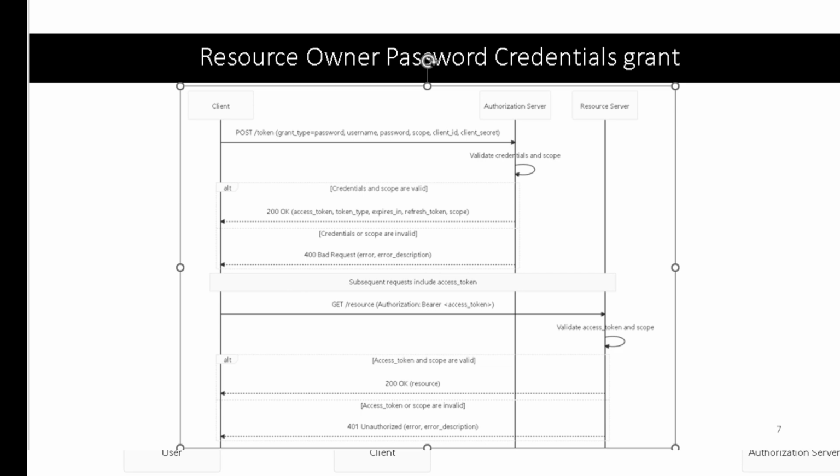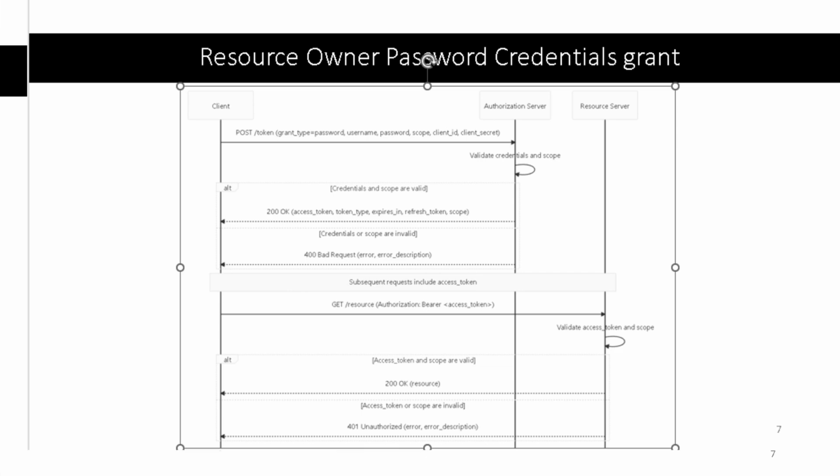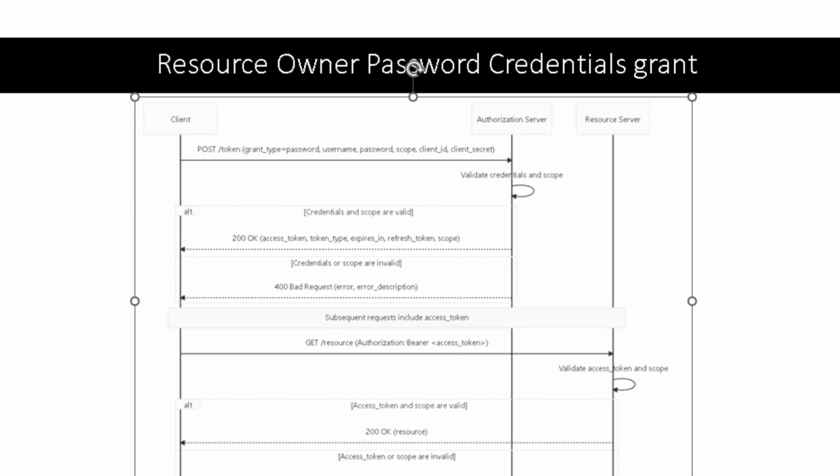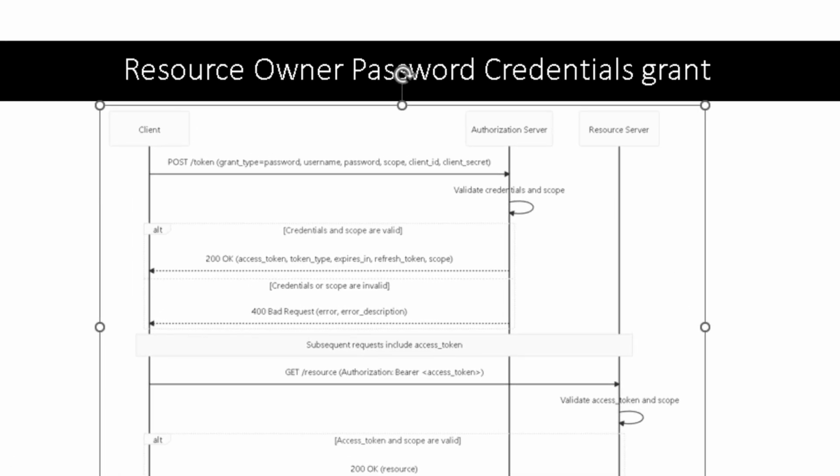The next example is the resource owner password credential. In the resource owner password credential grant, the resource owner directly provides their username and password to the client, which then uses them to obtain an access token from the authorization server. This method obviously is less secure, and it's not recommended as it requires the resource owner to trust the client with the credentials, and it does not support user consent or third-party authorization.